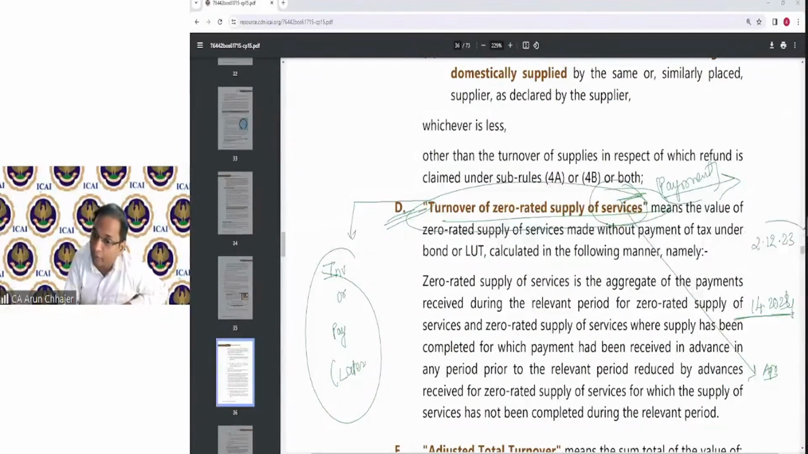Second, suppose I have issued this invoice, but the payment was already received in October 23. So I have received the payment in advance, but the invoice has been issued on the current date. It means it will be counted in December 23. This export, this zero rated supply of service, would be counted on invoice or payment, whichever is later.